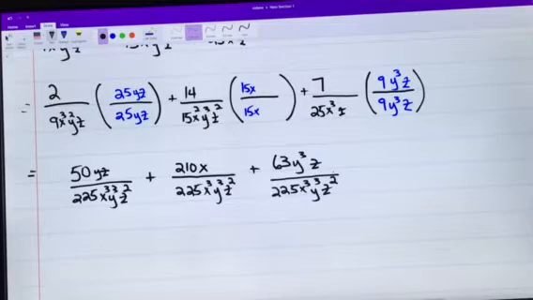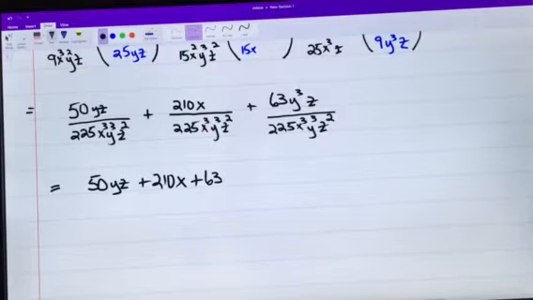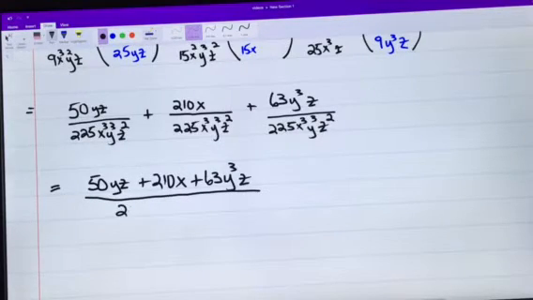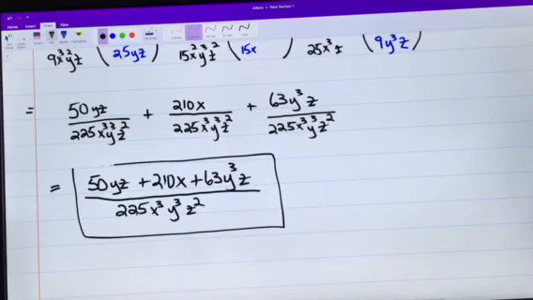Upon combining the numerators, now that we have the same denominator, altogether you have 50yz plus 210x plus 63 y to the third z, all over 225 x to the third, y to the third, z squared. And that is your final answer for this problem.